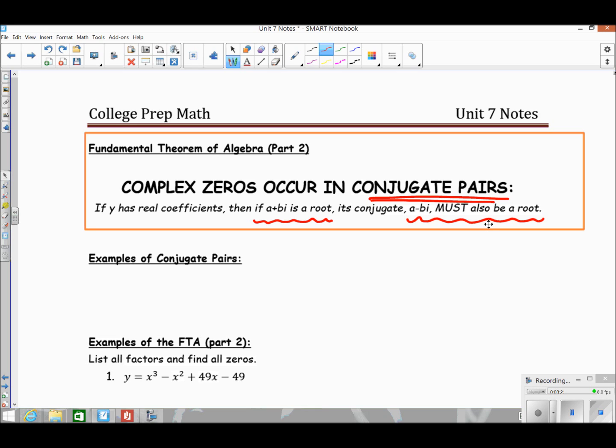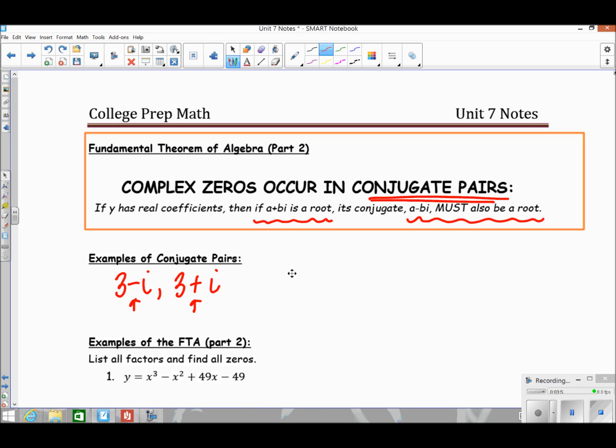You can't have 3 complex numbers because you have to have the complex numbers occurring in conjugate pairs. So examples of some conjugate pairs, just to make you familiar with it. If you had like 3 minus i, that's a conjugate pair with 3 plus i. So basically you just keep the form and you just switch the signs. So everything else stays the same.